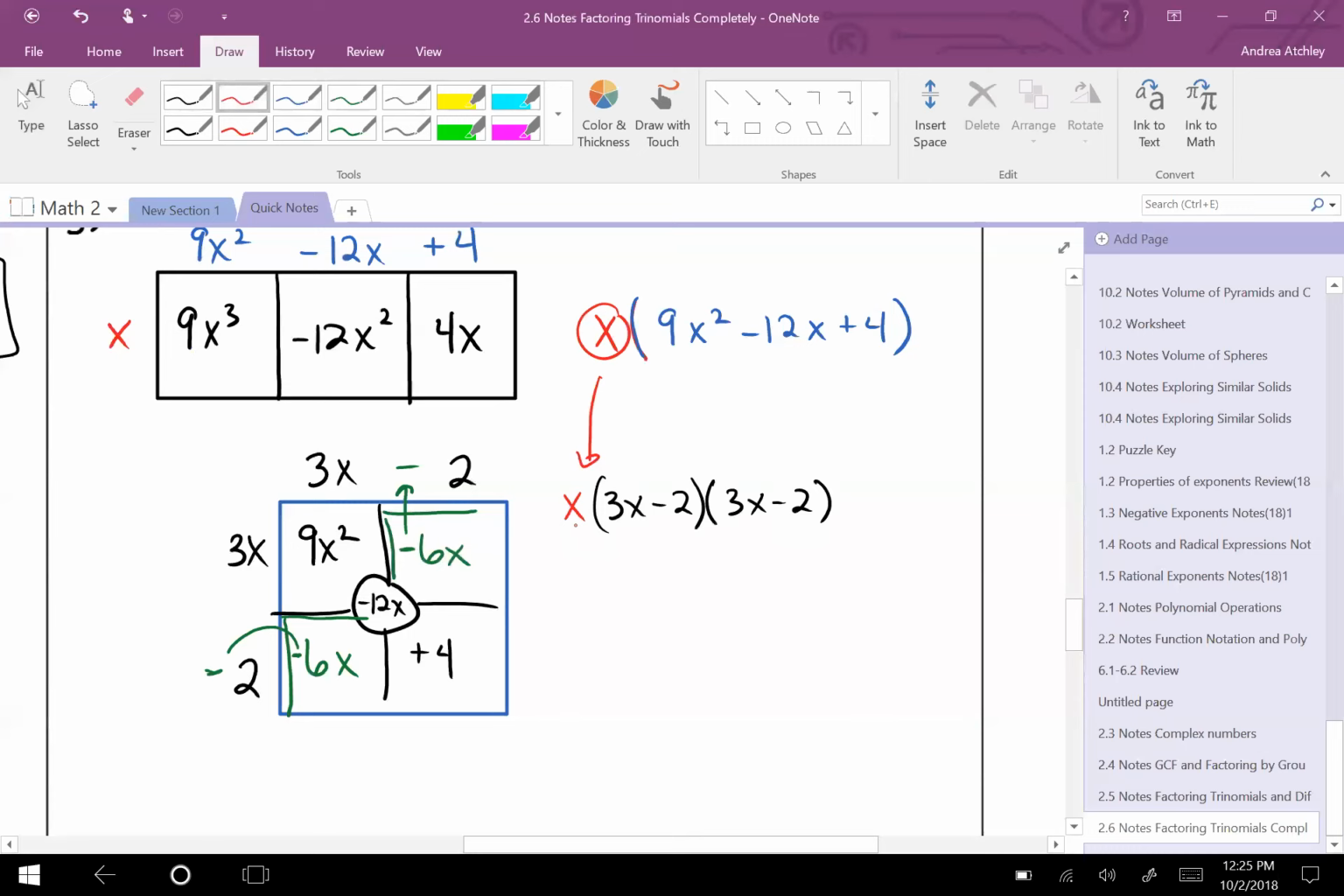Is there another way I could write this? Okay, how else can I write this? Very good. Since these match exactly, 3x minus 2 and 3x minus 2, I can write it as 3x minus 2, the whole thing squared. So this or this. On a test, it's probably going to look like this.